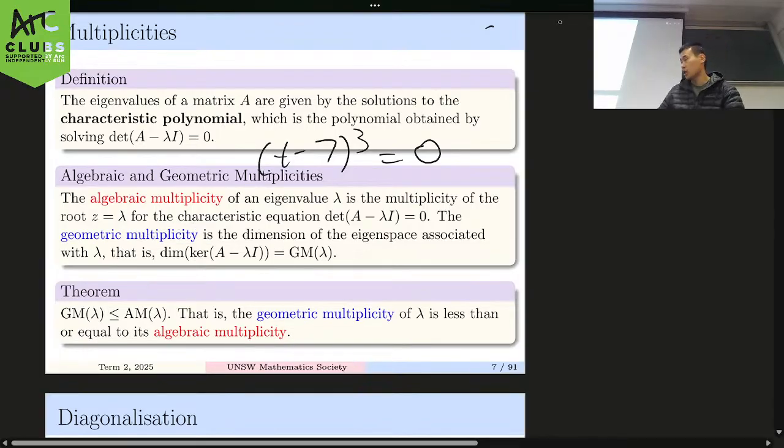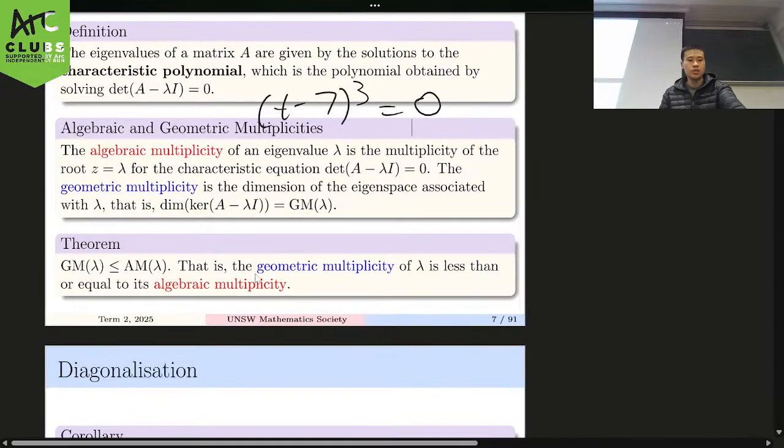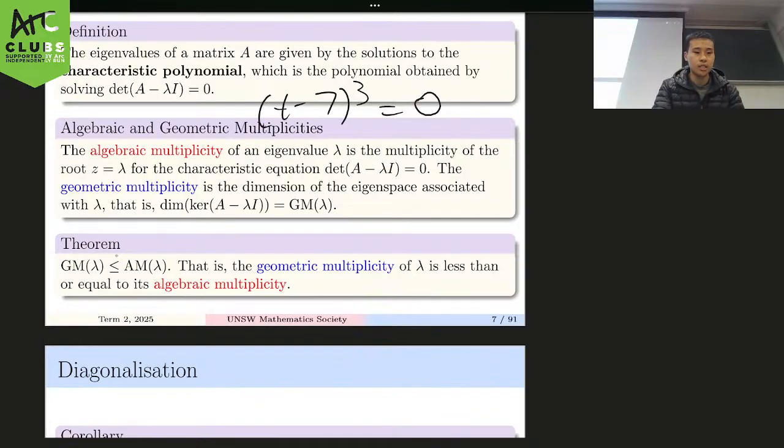So again, it's the nullity. So how many eigenvectors are associated with that eigenvalue? We just call it the GM, I guess. One of these theorems is that there's no way you can have more eigenvectors than your characteristic equation allows. It sounds a bit silly, but it's definitely bounded.